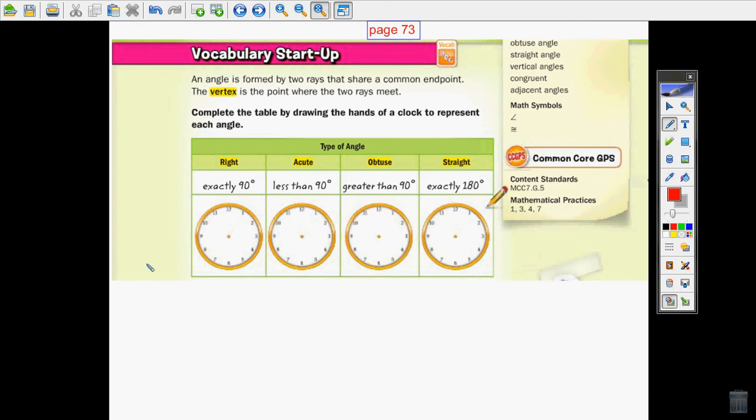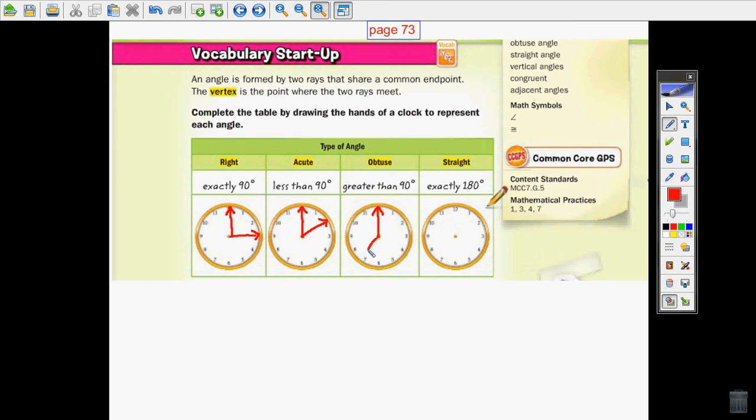We already talked about a right angle, and if you want to draw that on the clock, it should look a little something like this, almost looking like it's 3 o'clock. Less than 90 degrees, these are known as acute angles. So anywhere in this general area, maybe 1, 2 o'clock, or anywhere in between. Greater than 90, these are known as obtuse angles.